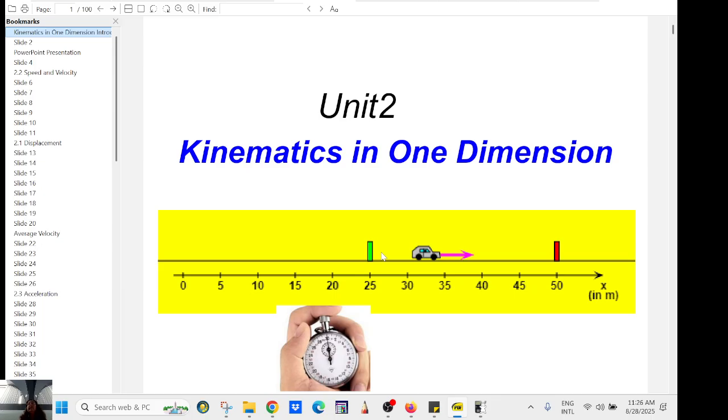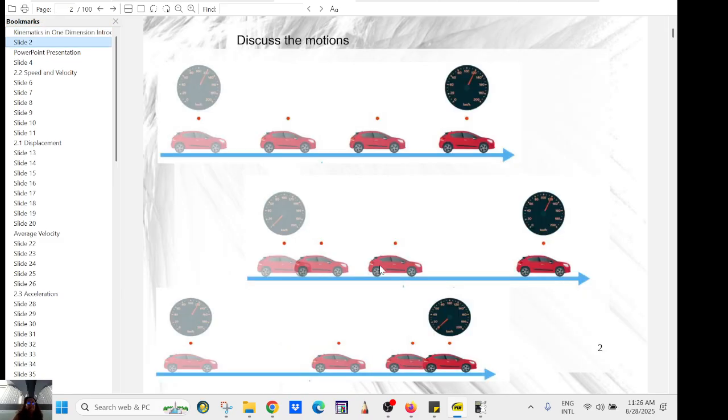Okay, we define another physical quantity that makes more sense in everyday life, which is the distance. Distance means it doesn't matter if you go to the right or to the left. What matters is just the distance, the length. So if you go from here to there, the distance is 25. If you go from 50 to 25, the distance is 25. Okay, we'll talk about that.